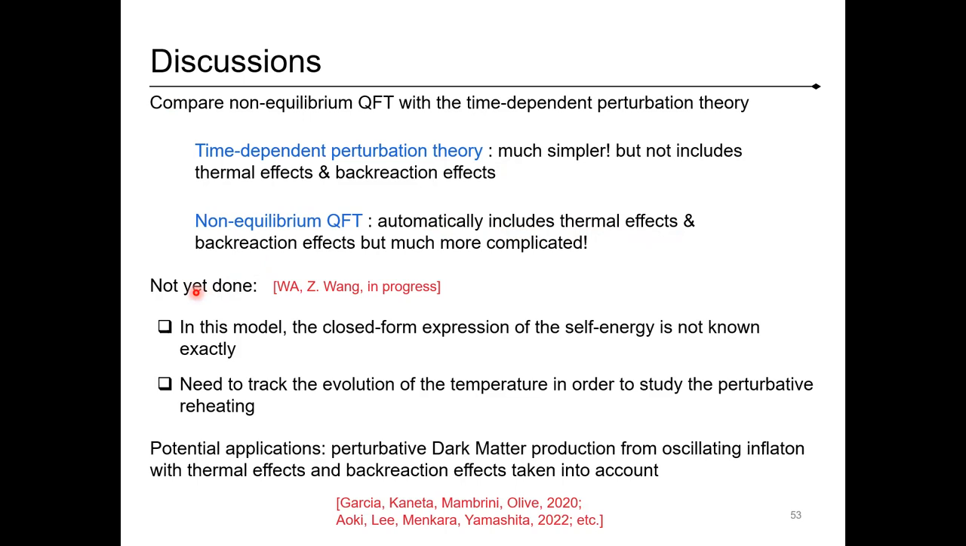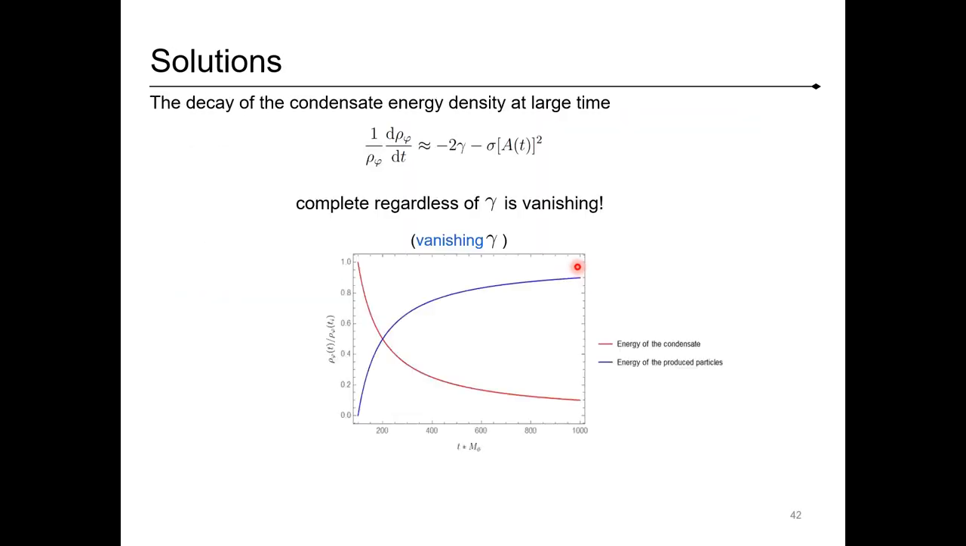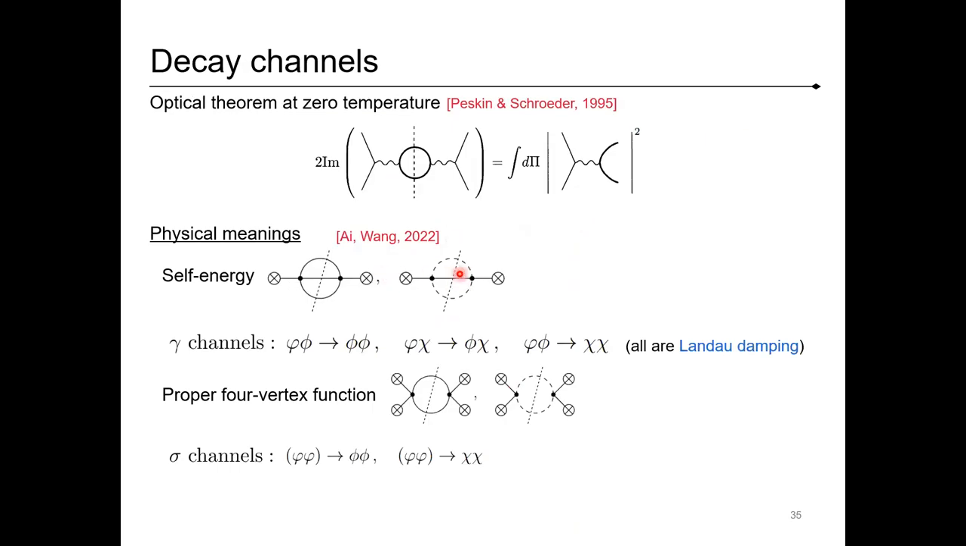There's actually something that we have not yet done. In this model, I showed you the closed form expression for the proper four-vertex function. We used that to recover the result obtained in time-dependent perturbation theory. But still, the closed form expression for the self-energy for the sunset diagram is not known. If you calculate the self-energy, you have very complicated integrals, especially because you have many Boltzmann distribution functions there.